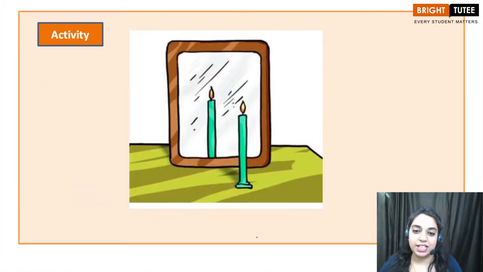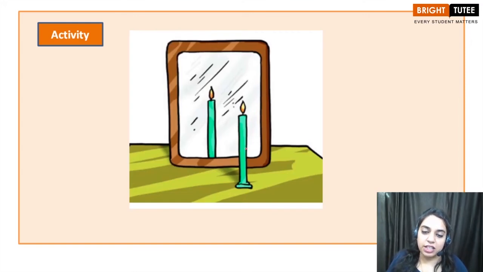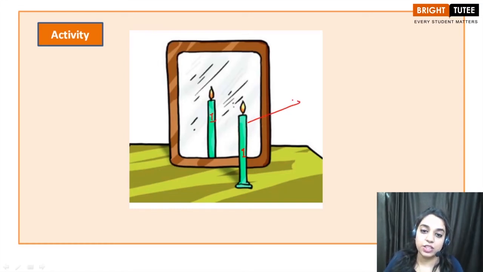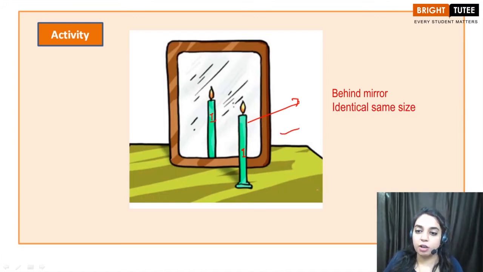So let's discuss this through a diagram. Children, you can see, if we place a candle in front of the mirror, it appears as if a similar candle is placed behind the mirror. So the nature of the image formed is, first of all, its position is behind the mirror. Second, it appears as if an identical object is placed. Identical, that is, it is of the same size.